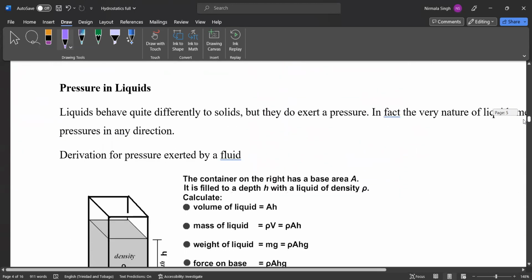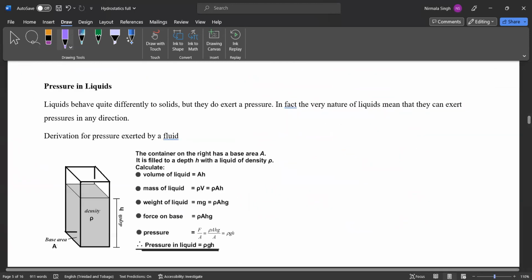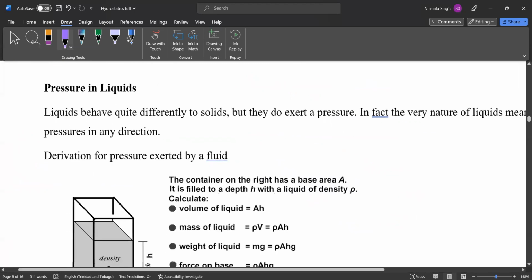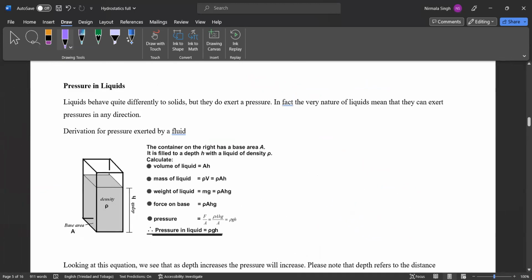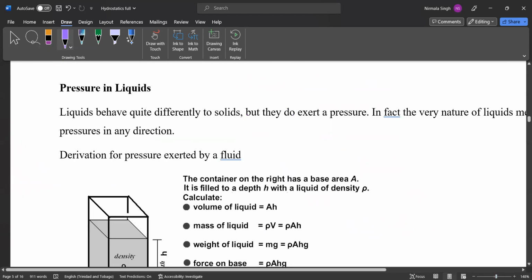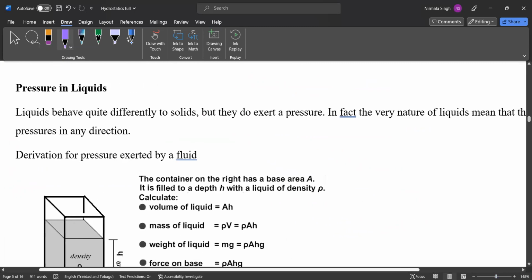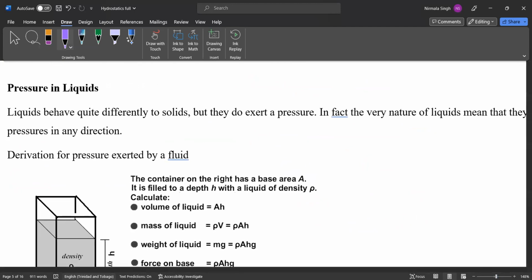All right, pressure in liquids. This one is a little bit more. First we did solids, and then we have to do pressure in liquids because we are very, very reliant on the pressure of liquids. Without the pressure of liquids, we wouldn't be able to live. As funny as that sounds, we're going to go through why.